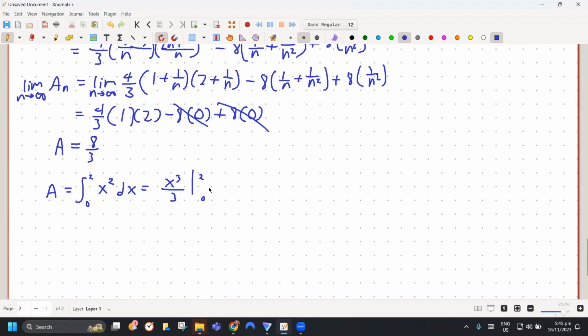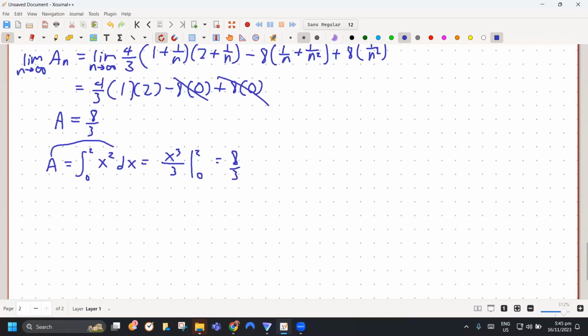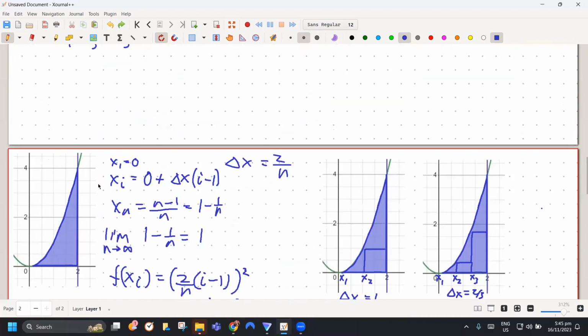Then, yung bar, lagyan mo ng evaluated from 0 to 2. Yan. So 8 over 3. So it works, di ba? Ayun. Pero ito muna, 1 line lang.